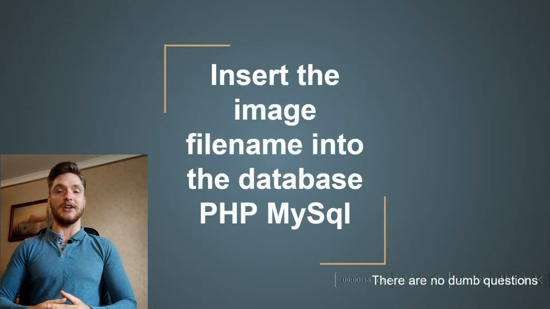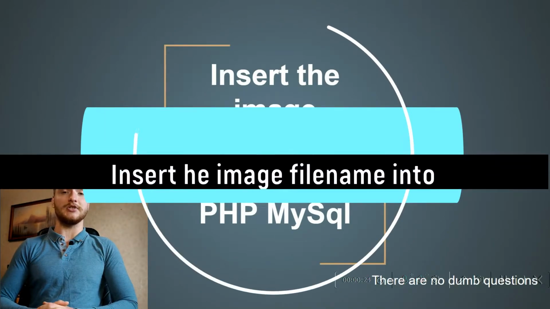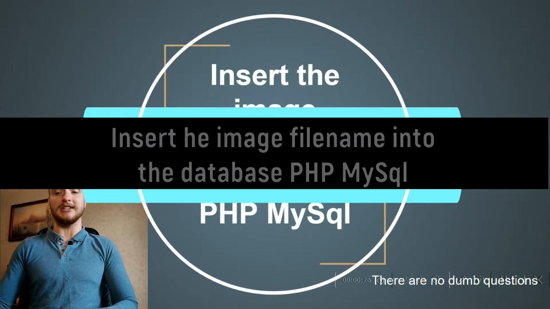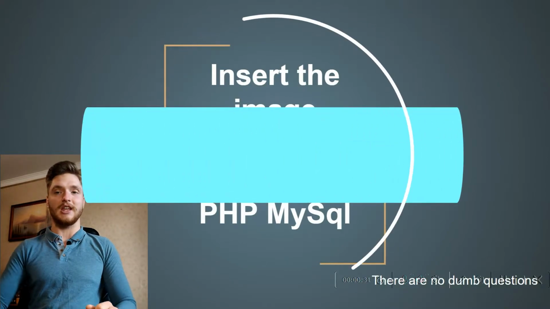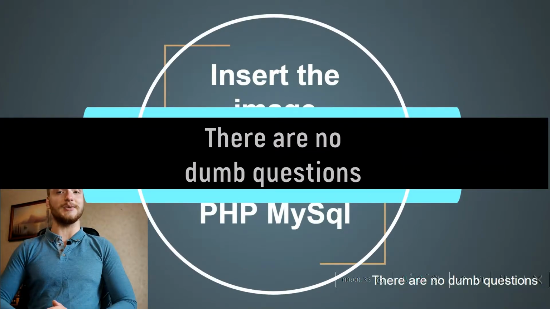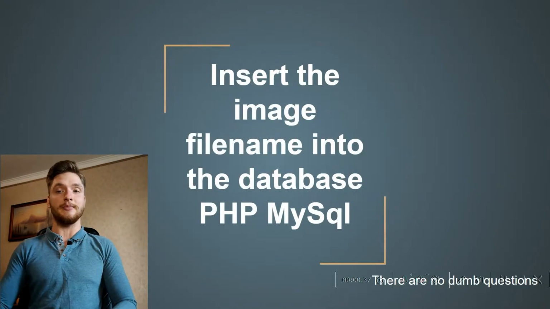We are talking about HTML, PHP and MySql. And the topic: insert the image file name into the database, PHP MySql. And for a start, there are no dumb questions. Do new columns added with ALTER have to be added to the end of the database table?